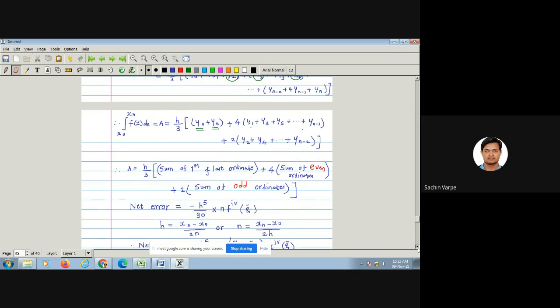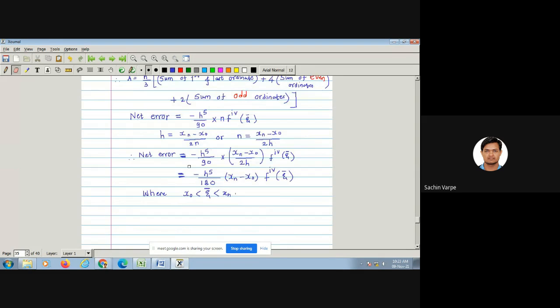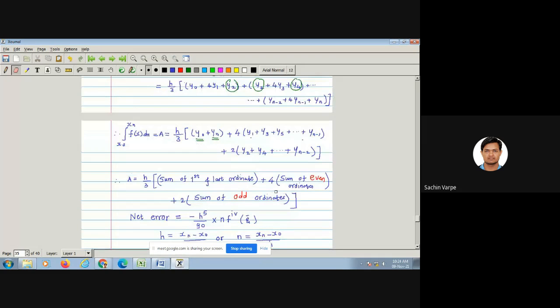So that is the formula with the error term minus h raised to 5 by 90 into n into the fourth derivative of the function at zeta bar. If we substitute h is equal to (xn minus x naught) by 2n, so n will be (xn minus x naught) by 2h, I'll get the formula for the net, complete error involved in the process, that is minus h raised to 4 by 180 into (xn minus x naught) into the fourth derivative of the function at zeta bar. So this is the formula of Simpson's 1/3 rule by integration.